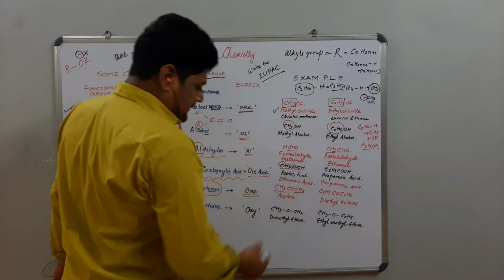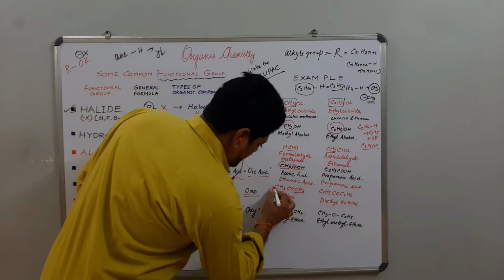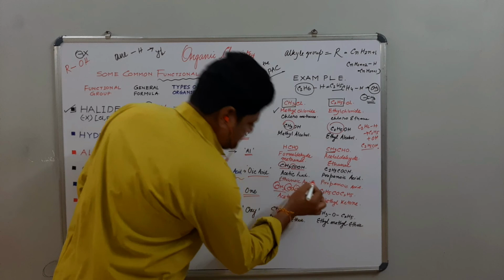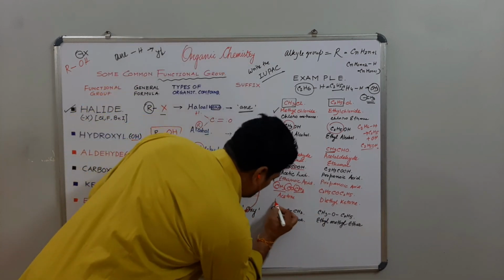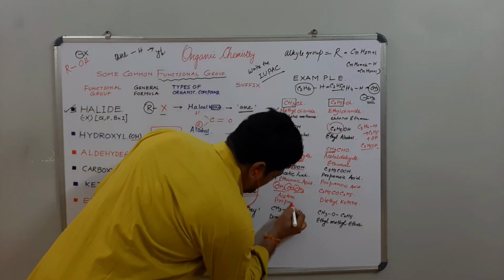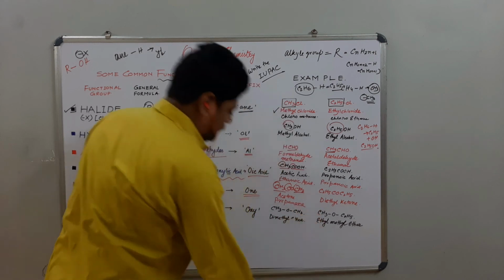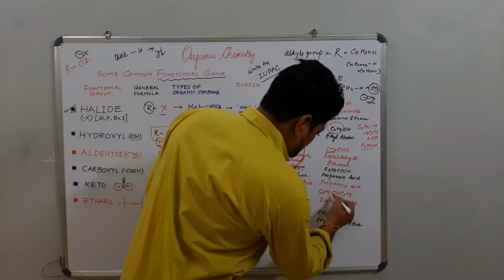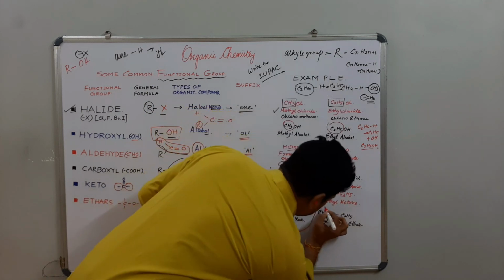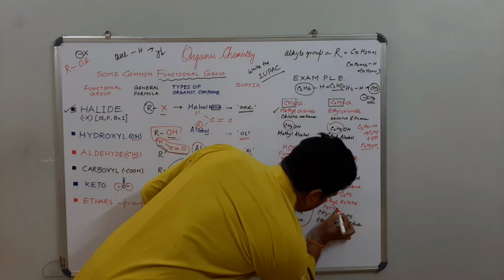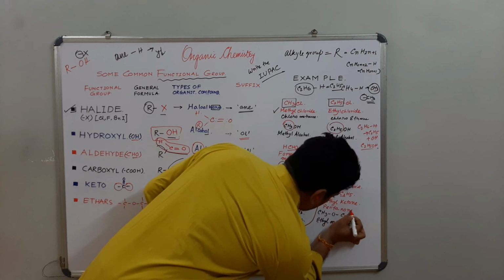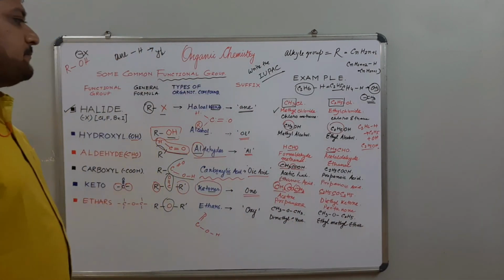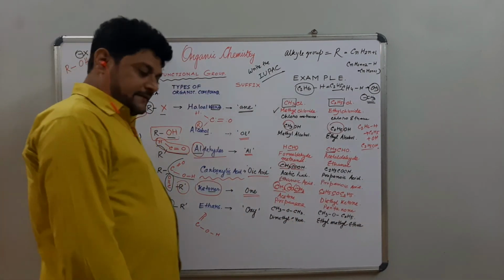Now what is the name of this? Here 1, 2, 3 carbons are present, so it is propanone, P-R-O-P-A-N-O-N-E. "One" is used as the suffix in the IUPAC name. Here it is 2C, 3C to 5C, pentanone. Why pentanone? 5 C are present. If the number of C is 5, then it becomes penta.